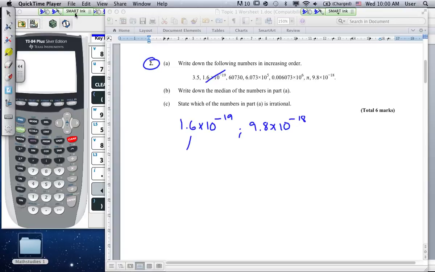That means over here 1.6 divided by 1 with 19 zeros. This 9.8 means dividing by a 1 with 18 zeros. So obviously, a smaller number divided by a bigger number gives you a smaller number coming out. So we've done that.